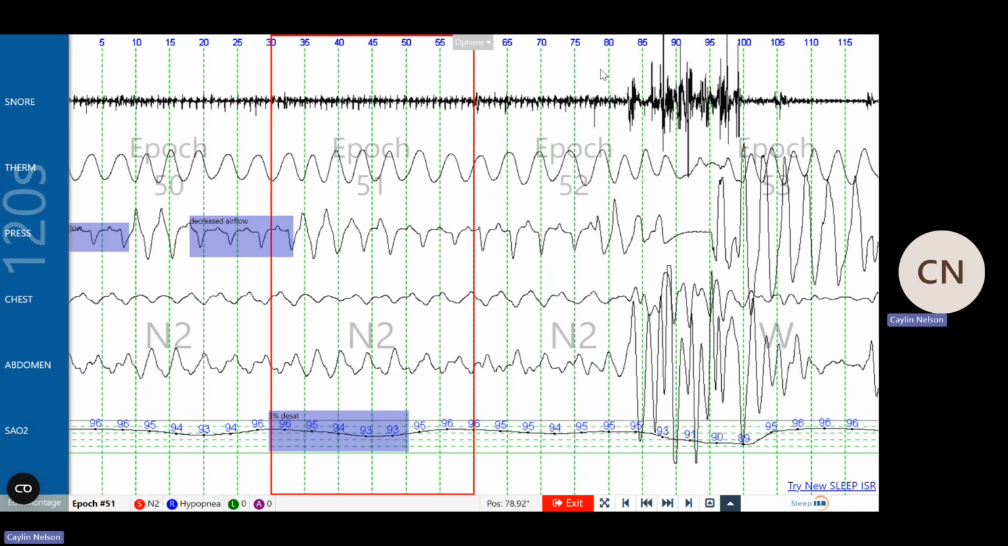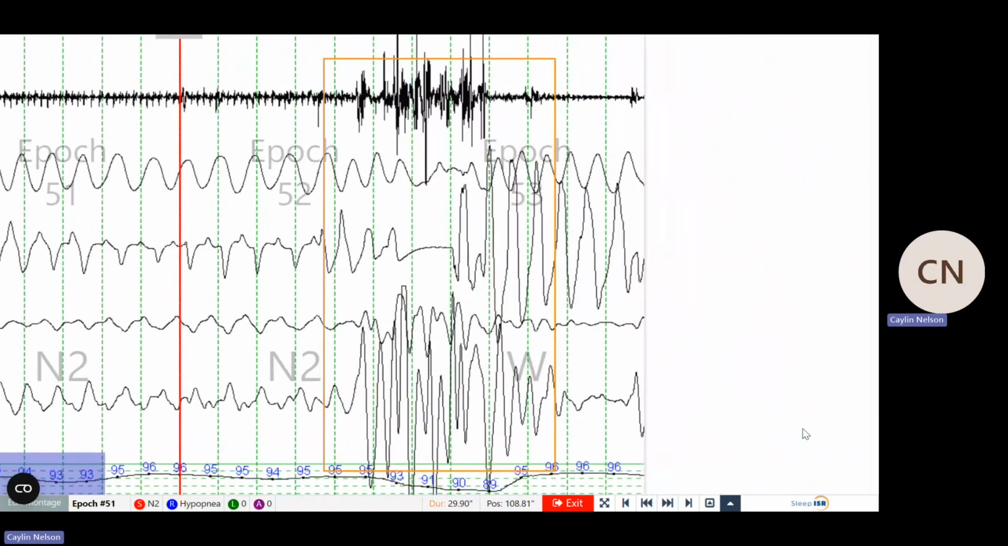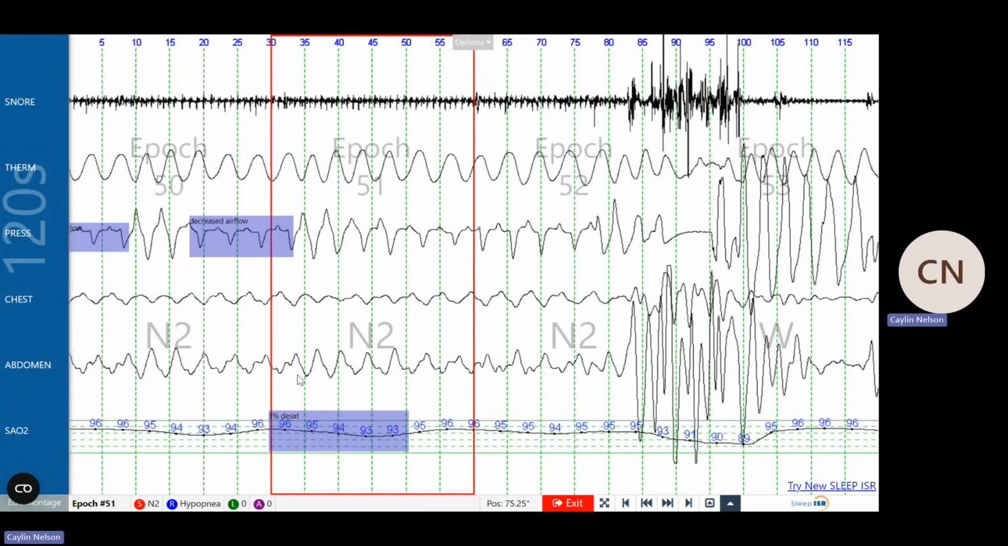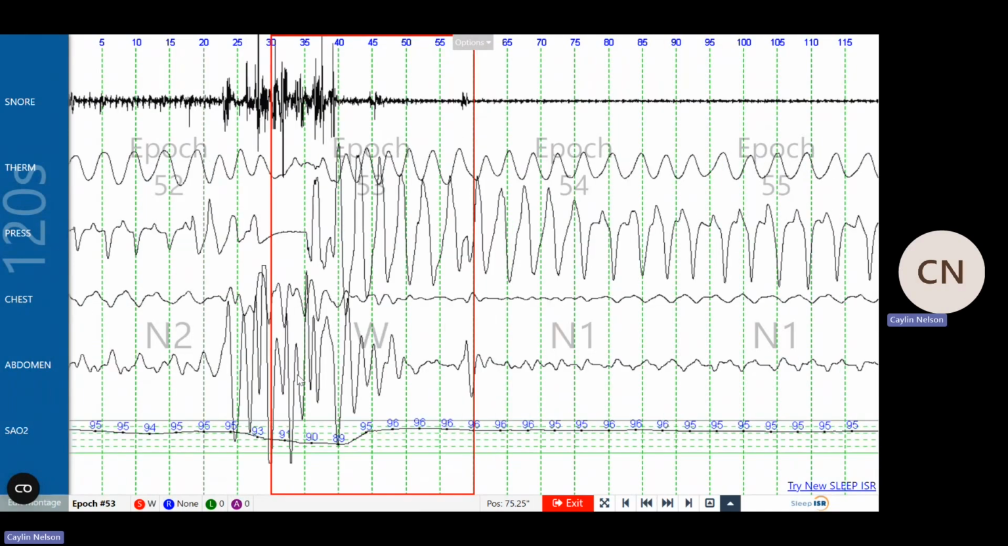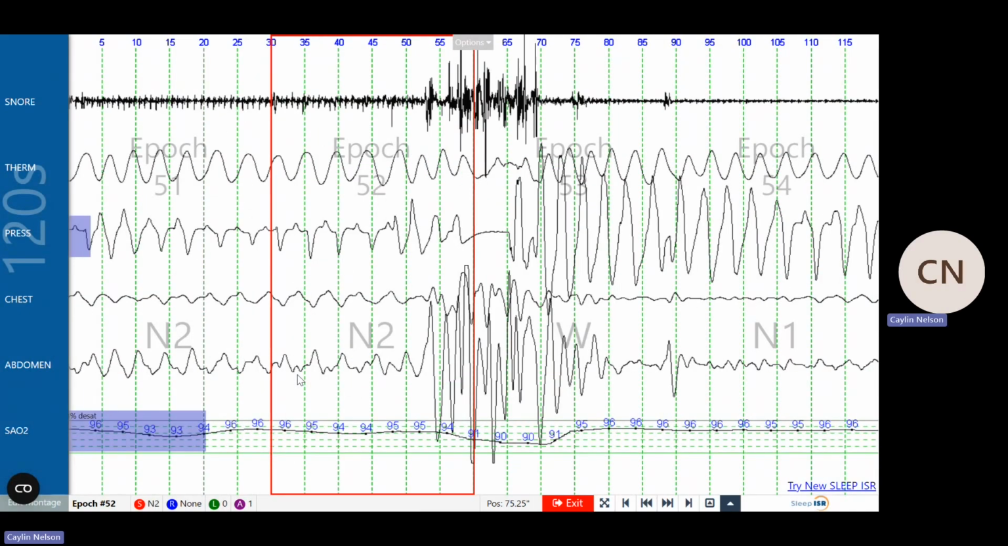So that increase in abdominal effort, all of that there is all of the arousal. Typically with the arousals, you will have some type of change in your effort and airflow channels, especially if the patient's waking up, which this specific patient did. So you see in 52, the arousal happens at the end.